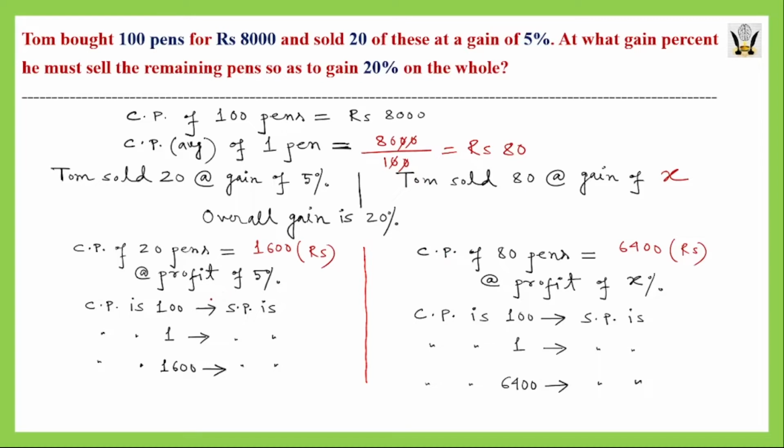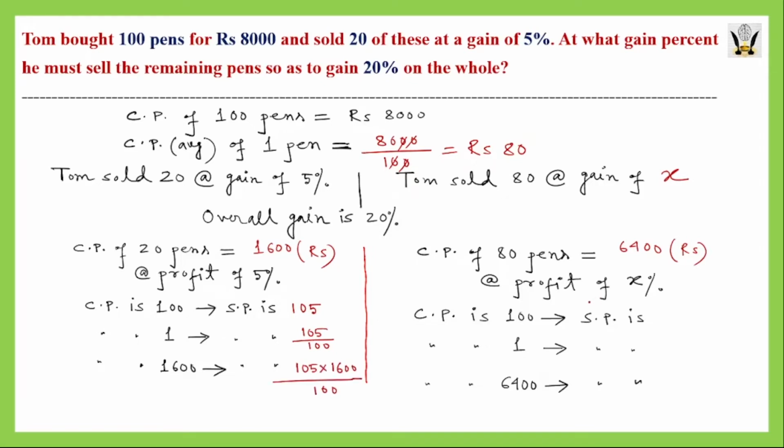Now the first lot was sold at a profit of 5%. That means if the cost price is 100, then the selling price will be 5 more than 100, so it will be 105. If the cost price is 1, then it will be 105 by 100. We know that rule. And if the total cost price of those 20 pens is 1600, then the total selling price of those 20 pens will be this much.